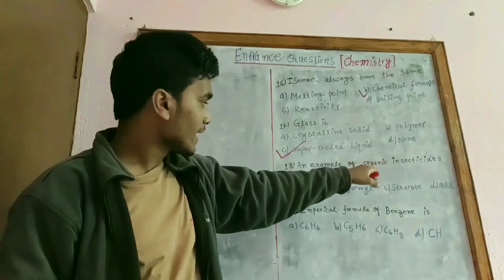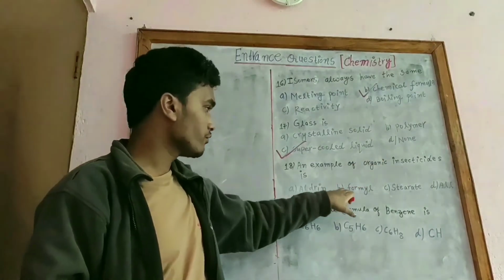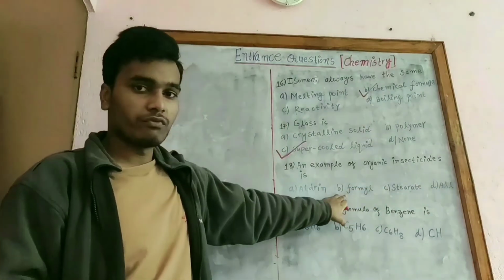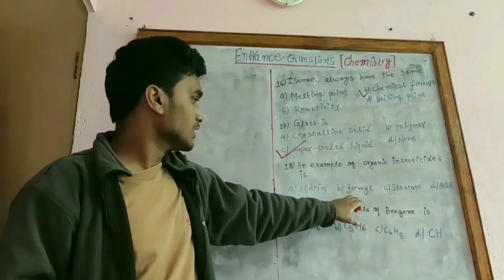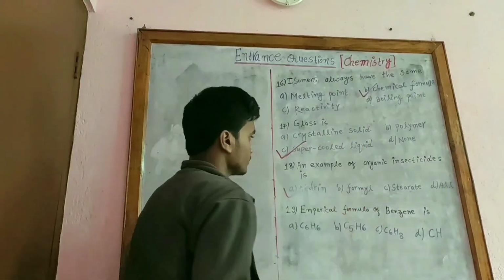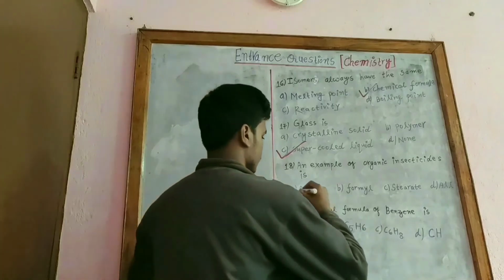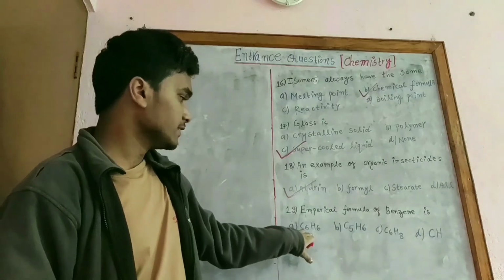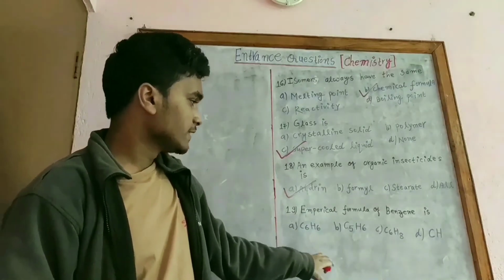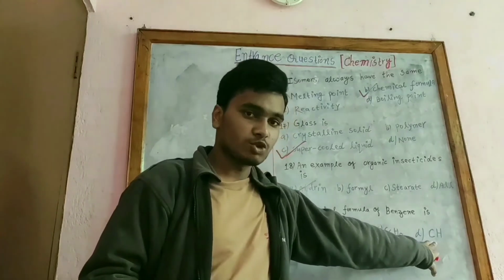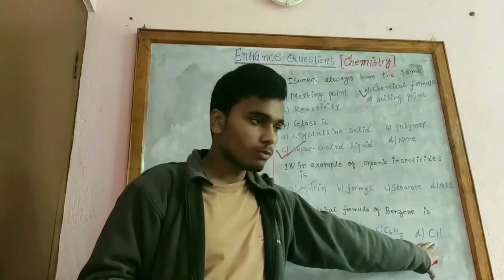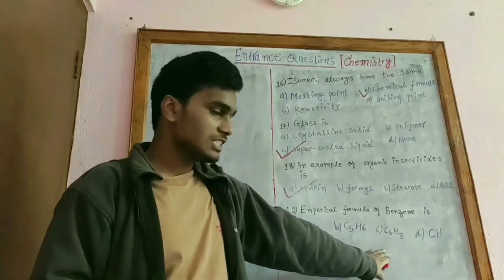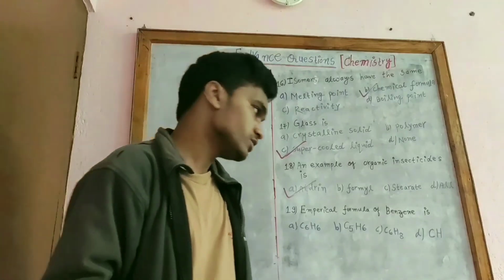An example of an organic insecticide is aldrin, formal, stearate, or... Formal stearate is a salt, this is a liquid, so aldrin is the answer. Empirical formula of benzene: this is the molecular formula of benzene, and this is the structural formula. Empirical formulas are always in a simple whole number ratio.